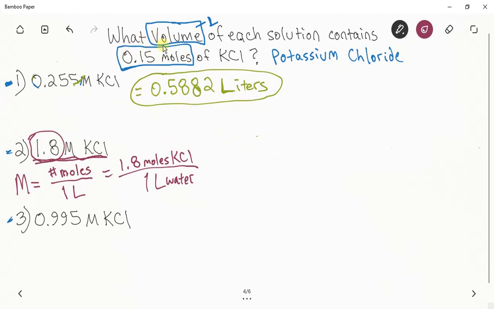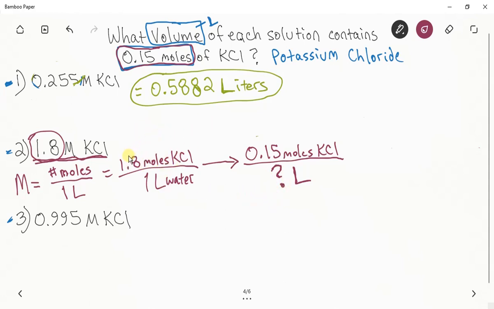So the question is, up at the very top, what volume of each solution contains 0.15 moles of potassium chloride? So we need to take that 1.8 moles of potassium chloride and turn it into 0.15 moles of potassium chloride, and that's going to give us a specific volume. That's going to give us so many liters. And how many liters is that? We don't know. We have to find out. So how do we find that out?